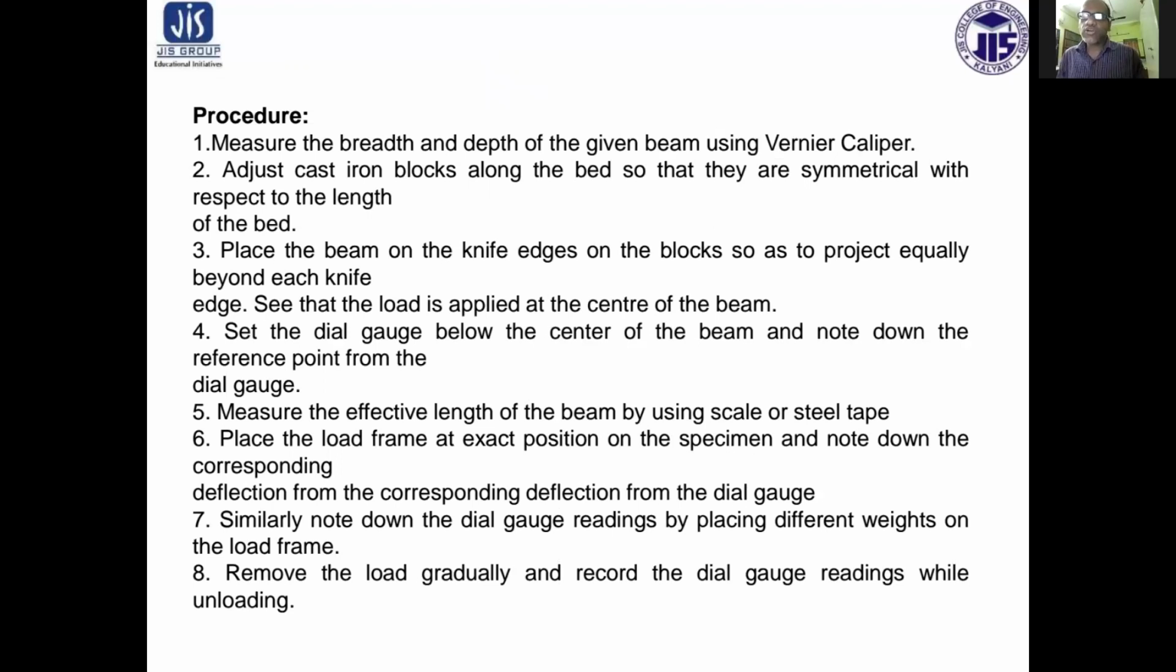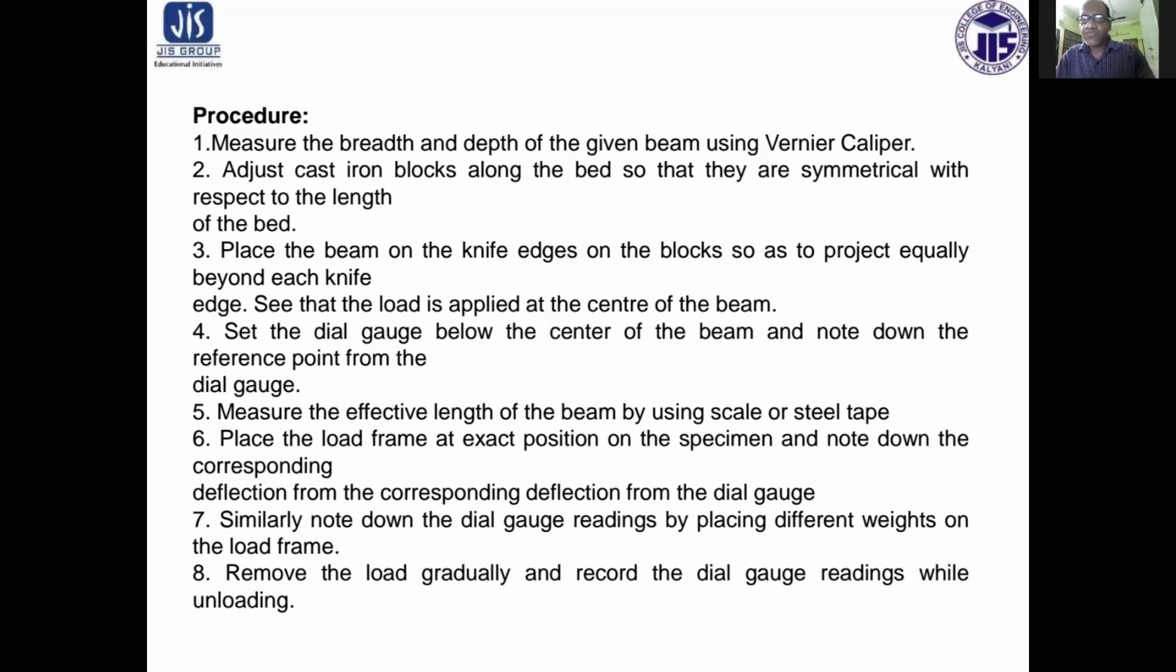So the procedure of the bending test: Number 1, measure the breadth and depth of the specimen by vernier caliper. Number 2, adjust the cast iron blocks along the bed so that they are symmetrical with respect to the length of the bed. Place the beam on a knife edge on the block so as to project equally beyond each knife edge. See that the load is applied at the center of the beam.